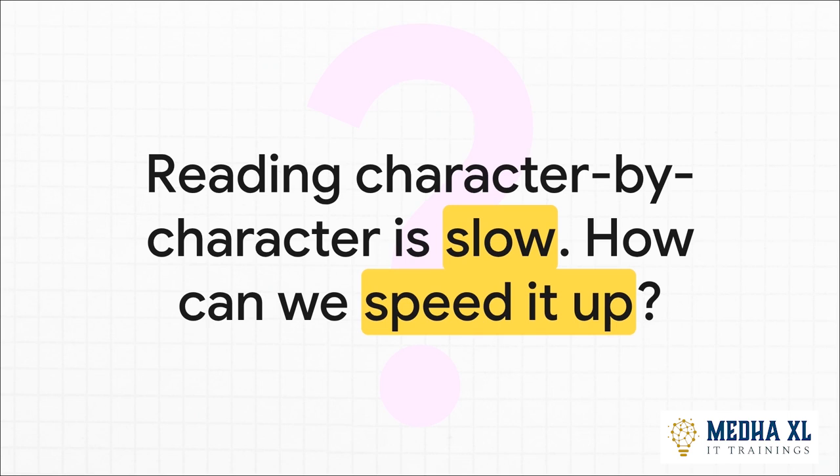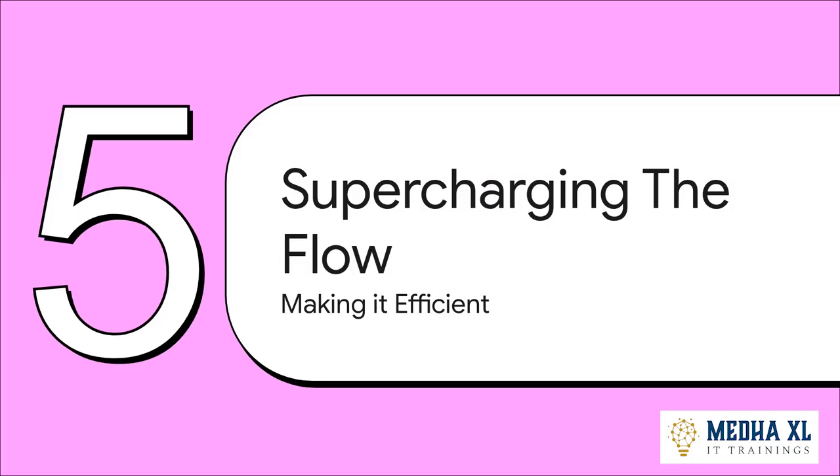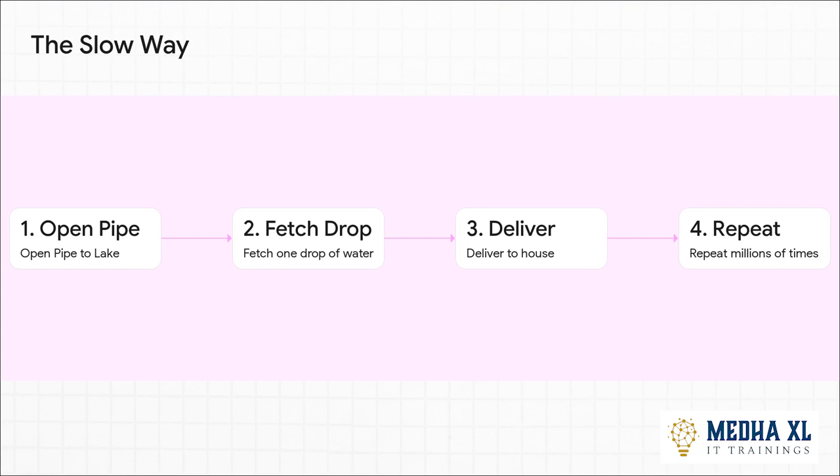By default, these simple pipes move data one tiny little piece at a time. For a big file, that is incredibly slow. So the question becomes, how do we speed this whole thing up? It's time to supercharge the flow. It's not enough just to have a working pipe. We need an efficient one. It's time for a plumbing upgrade. Let's go back to our analogy for a second. The slow way is like trying to fill a swimming pool with an eyedropper. I'm not kidding. You connect your pipe to the lake, you fetch one single drop of water, deliver it to the house, and then you go all the way back to do it again. Millions of times. It's exhausting, and it would take forever.